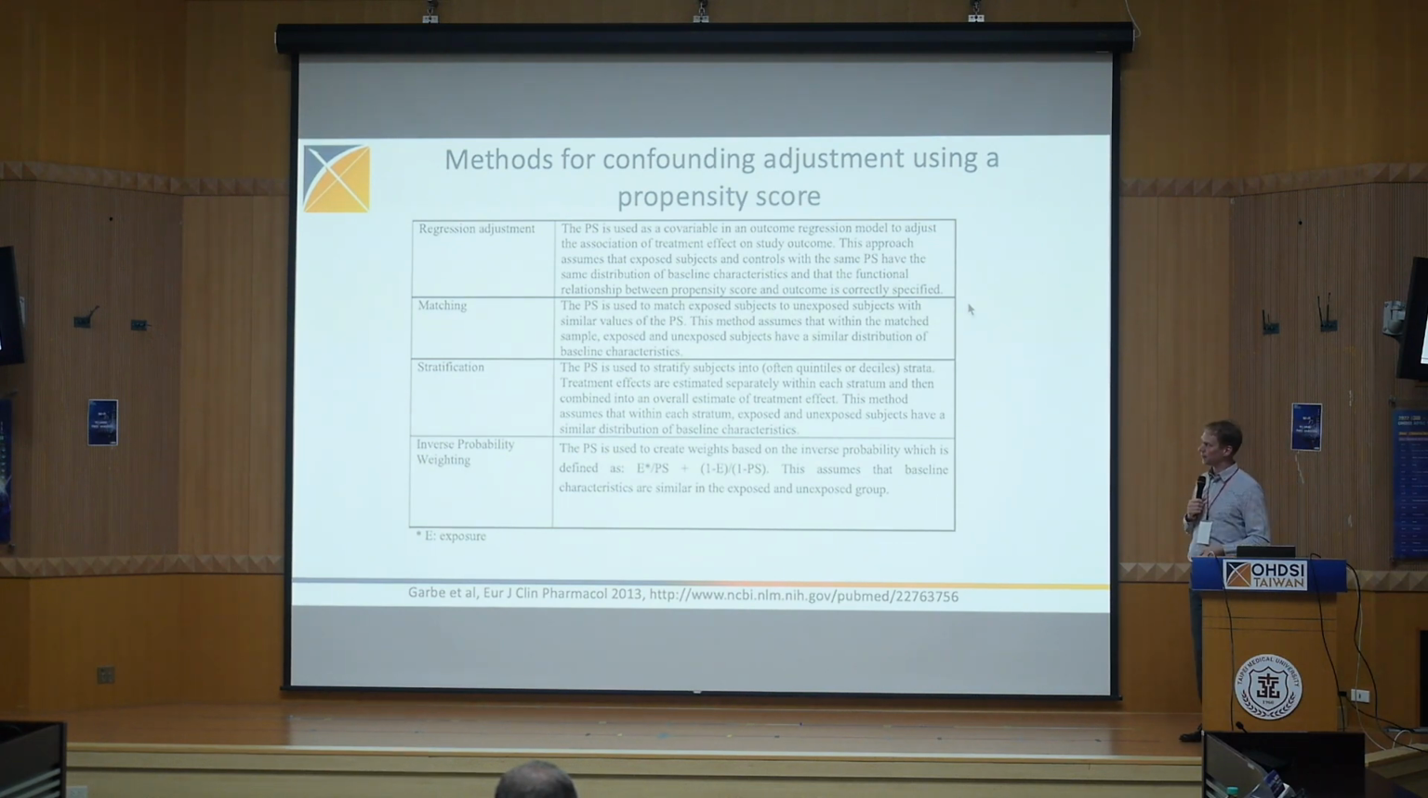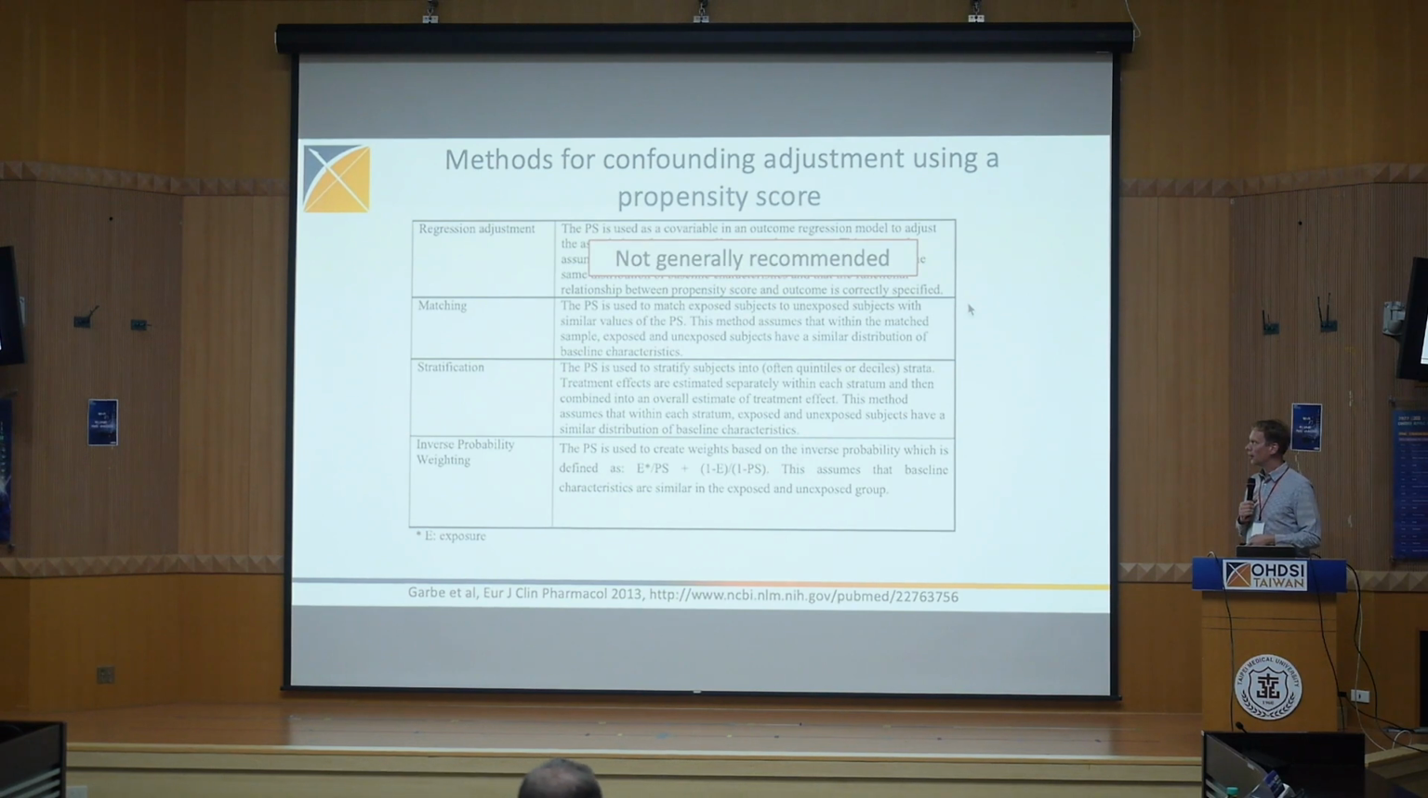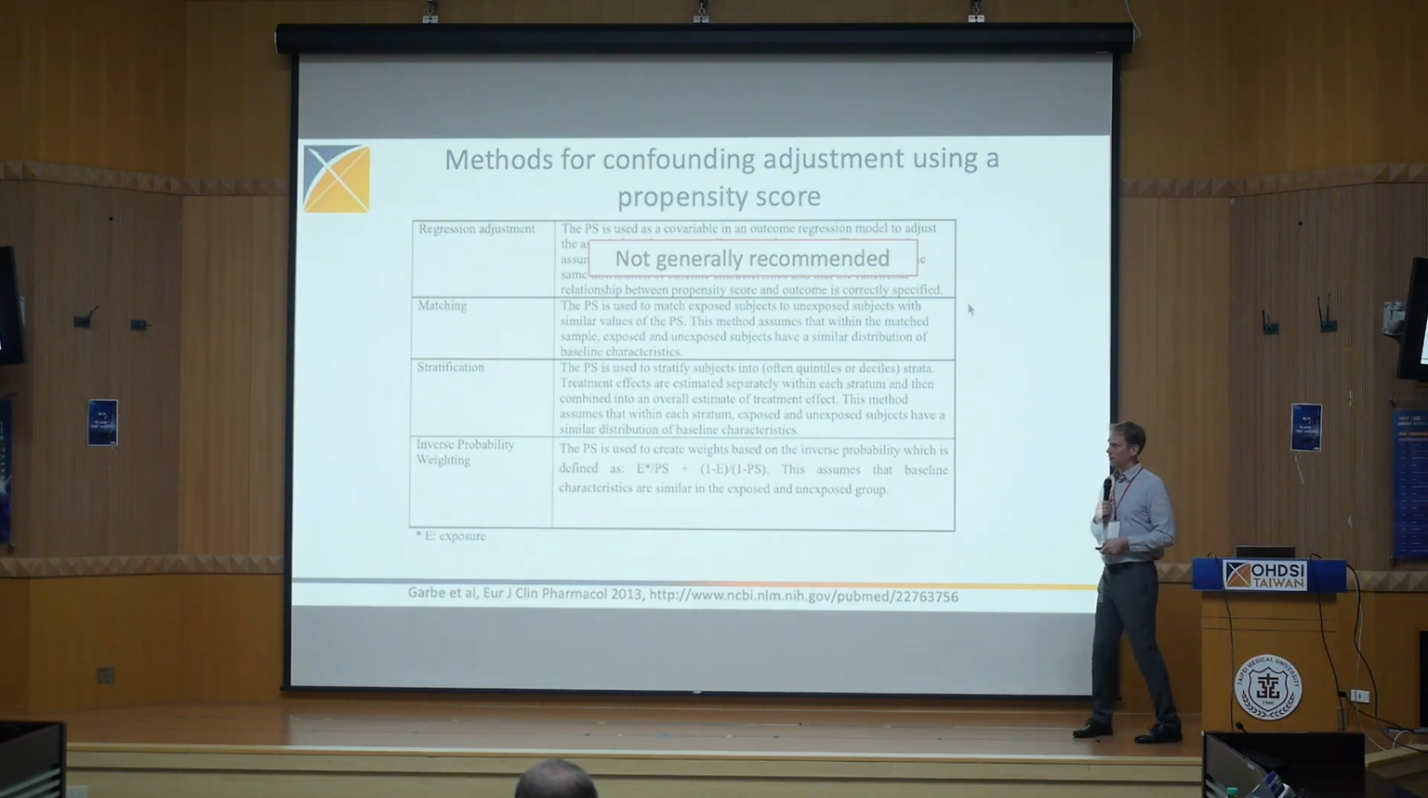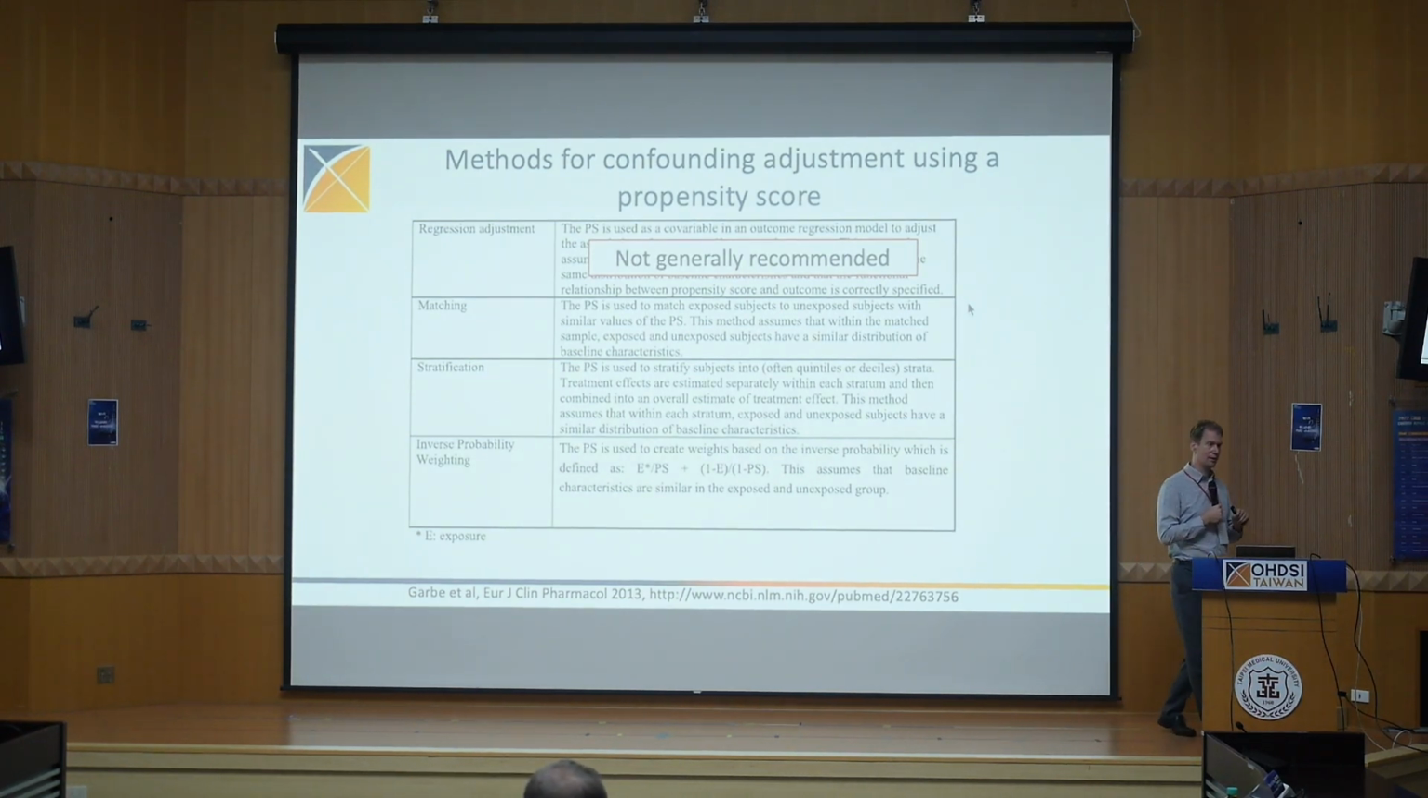There are four things that people do with propensity scores. You can just put the propensity score in your outcome model. You can do matching, stratification, and inverse probability weighting. I'll explain matching and stratification a little bit more later on. That first one, regression adjustment, so just putting the propensity score in your model, is usually not done because that assumes linearity, which is usually not true. So people don't really do that.